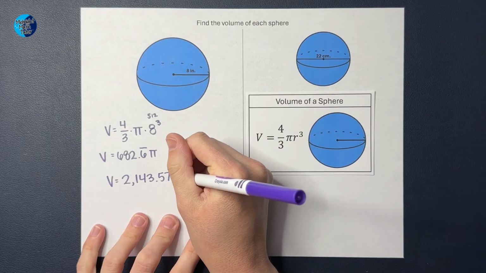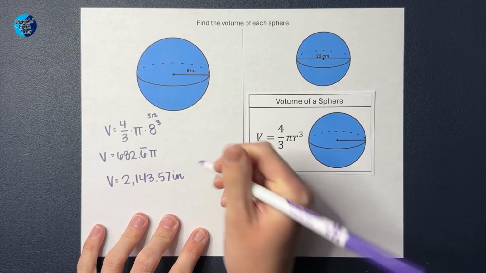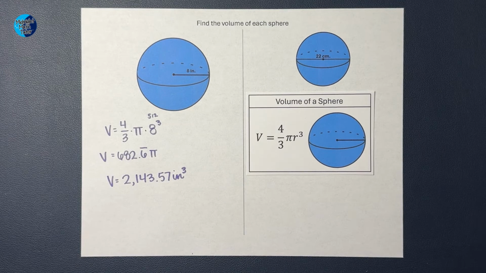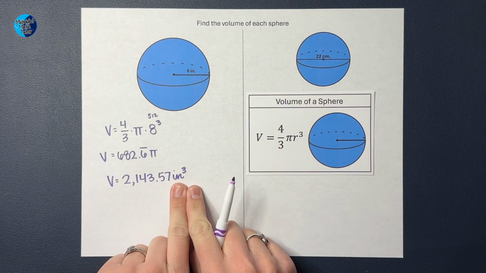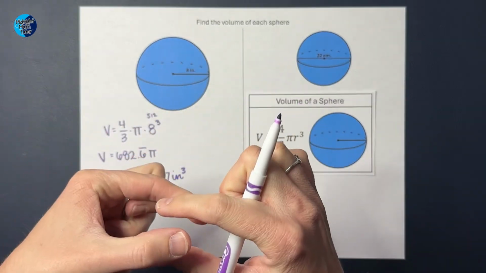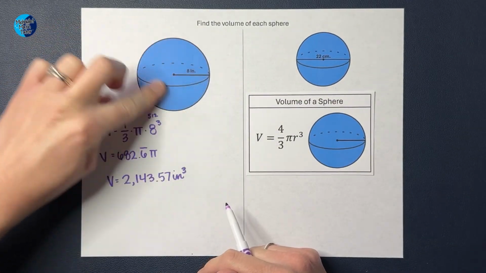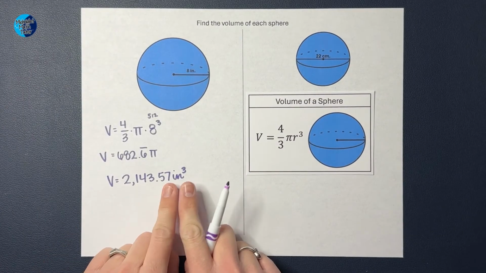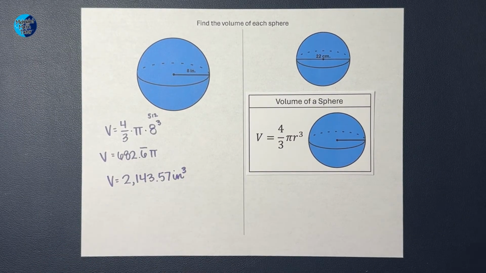Now, whenever we are doing volume, we are using cubic units because volume is figuring out how many cubes, in this case inches, how many cubes that are 1 inch by 1 inch by 1 inch would fit inside of this sphere. So over 2,000 would fit in it, and that's why we do the inches cubed.